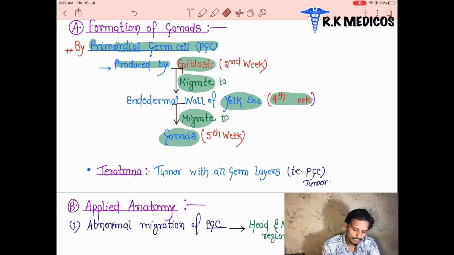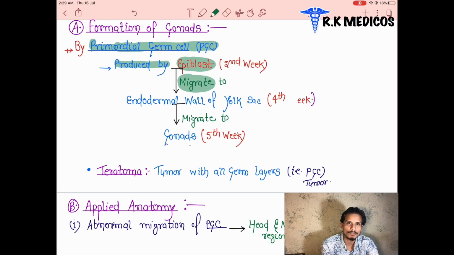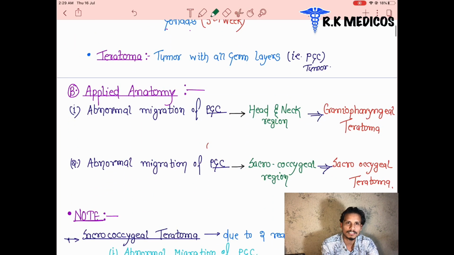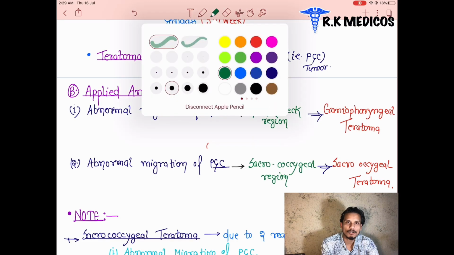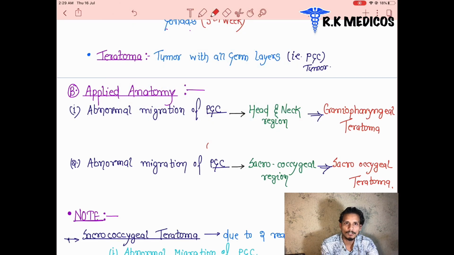Next, we are going to see the term teratoma. Teratoma is basically a tumor of all the germ layers. What are the germ layers present in our human body? That is ectoderm, mesoderm, endoderm. These all are the germ layers. Is there any tumor in these germ layers? These germ layers having any tumor.